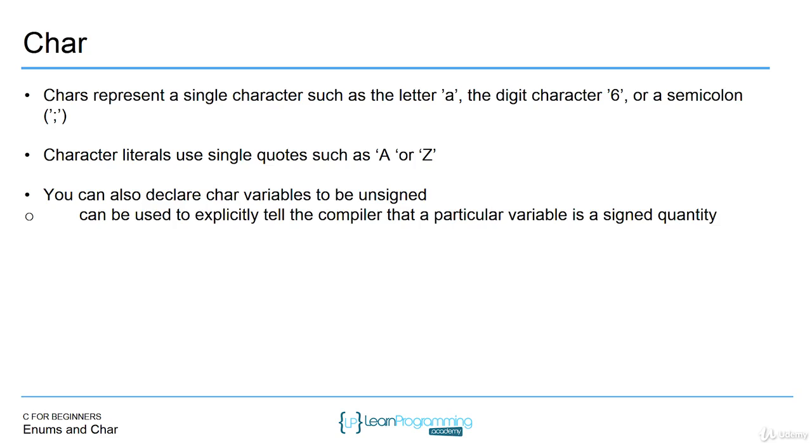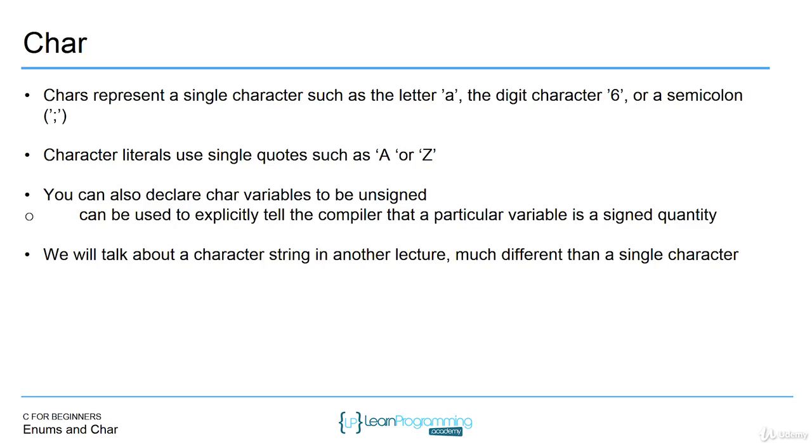And you can also declare character variables to be unsigned. Unsigned just means that they can't be negative, so it doesn't really make a lot of sense. But what it's telling the compiler when you have an unsigned character is that it's only a positive number, because remember, characters can also be represented as numbers in the ASCII table, and we're going to talk about that in a second.